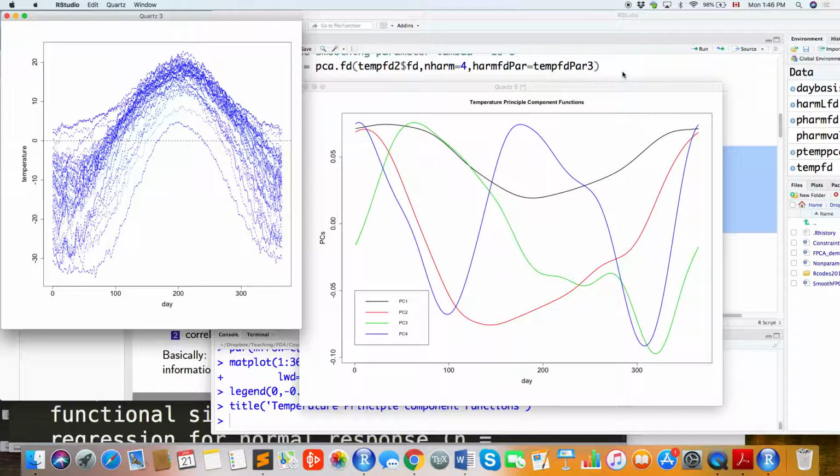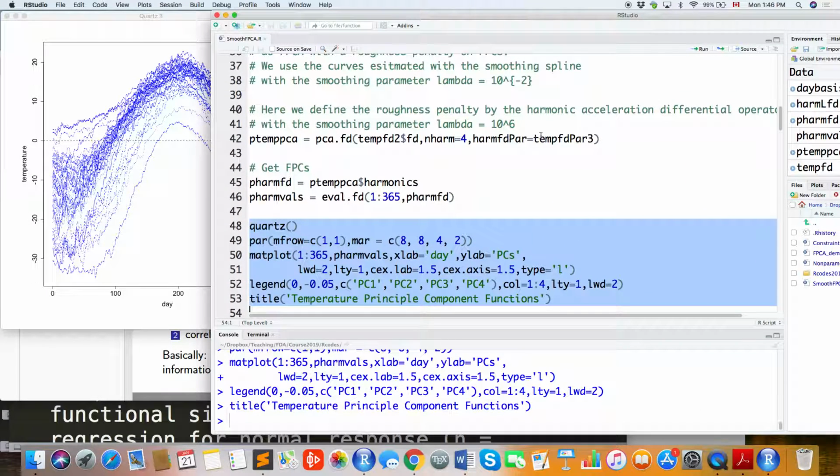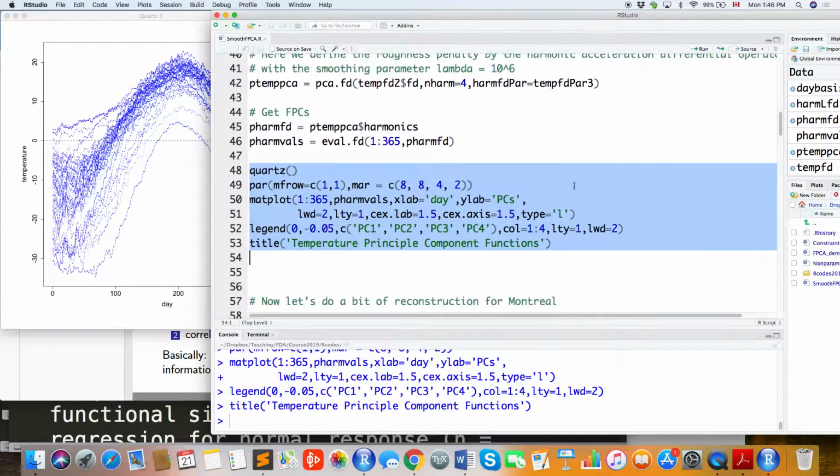Is this clear? You can also try different values for the smoothing parameter on the FPCs and see how it looks.